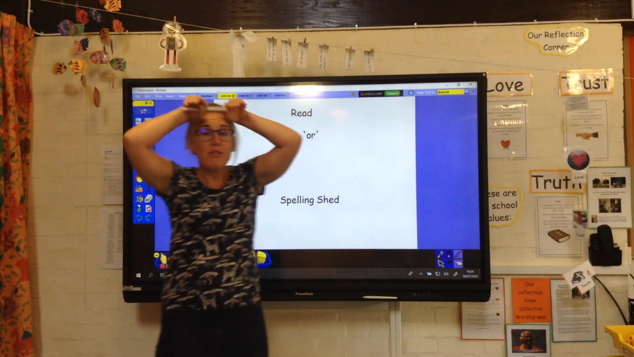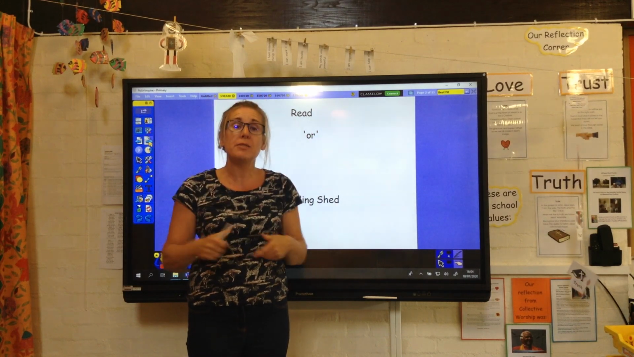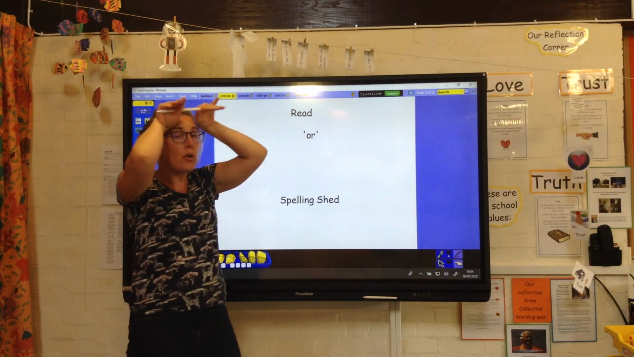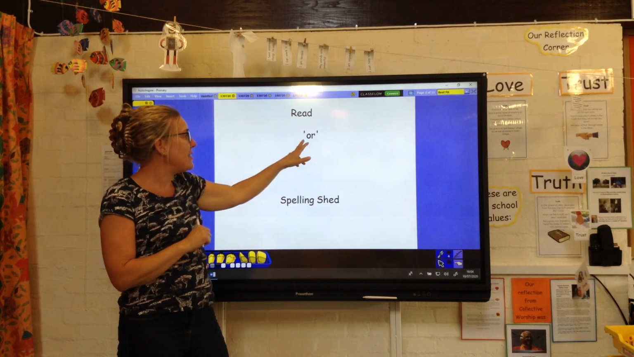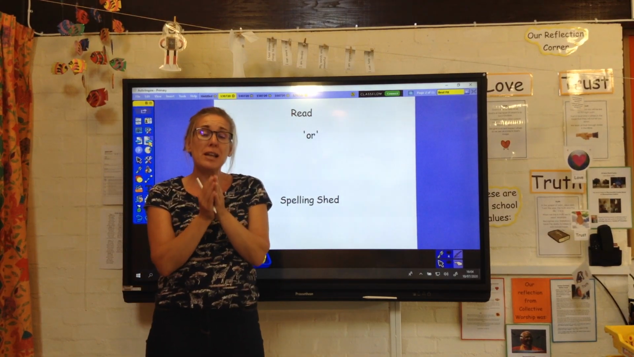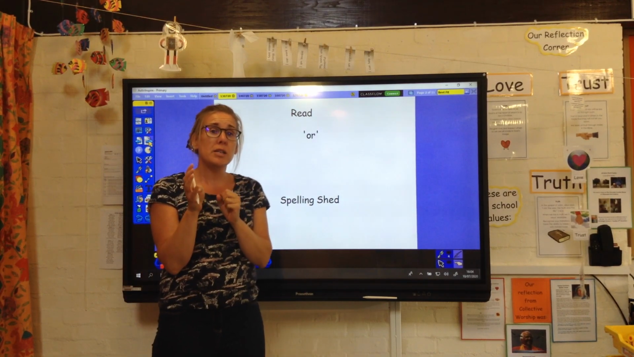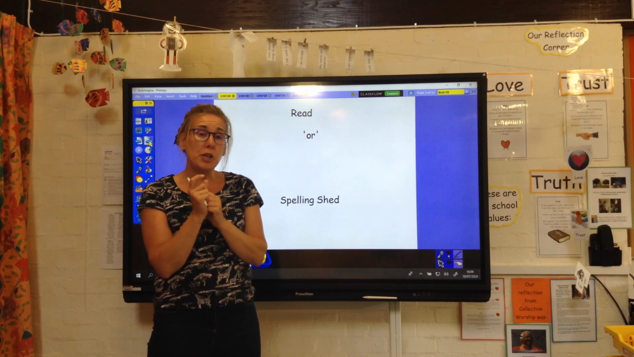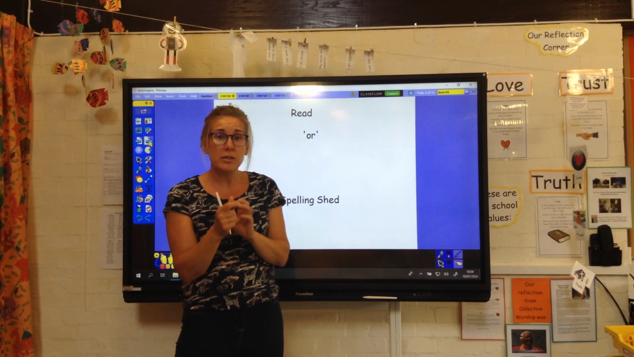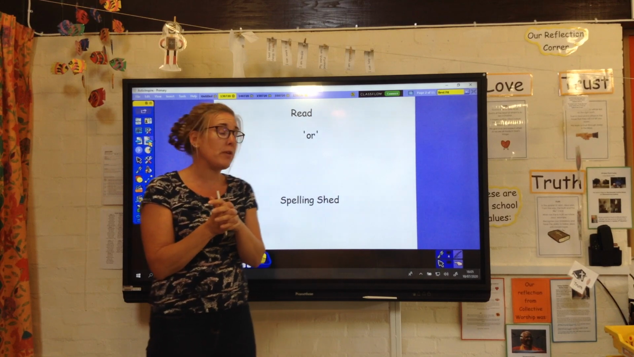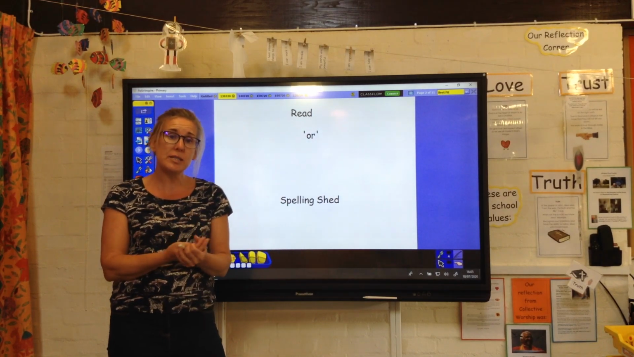So this week we are revising the OR phoneme and we're going to start off today looking at the OR spelled with the O and the R. This tends to come in the middle of words. You've got some words on your timetable that you can use. Have a go at making a word search or something. Do a fun activity with those words. Have a go at writing some of them.